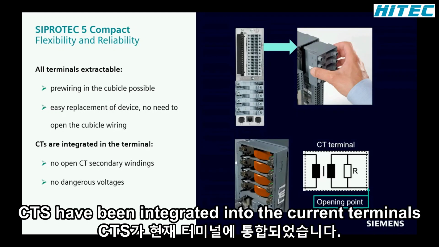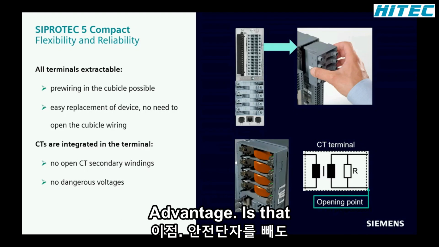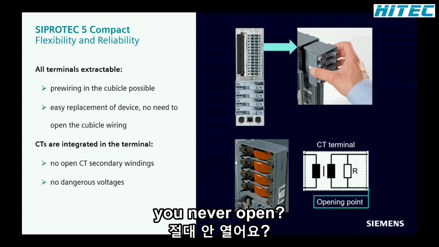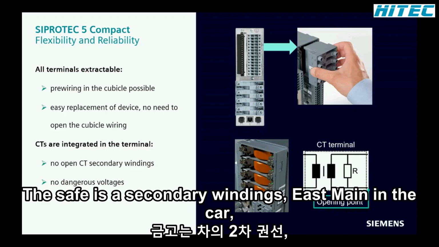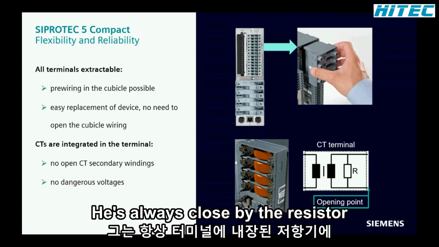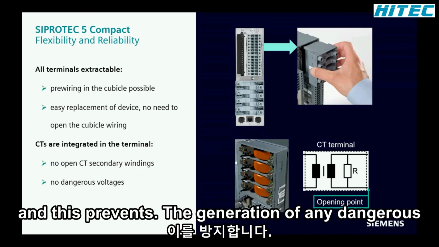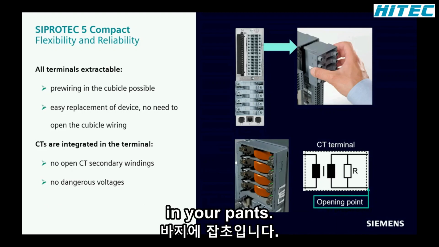CTs have been integrated into the current terminals. The advantage here is that even if you remove the CT terminal block from the device, you never open the CT secondary windings. This means that the current loop of the primary CT is always closed by the resistor that's built into the terminal, and this prevents the generation of any dangerous voltages within your panel.